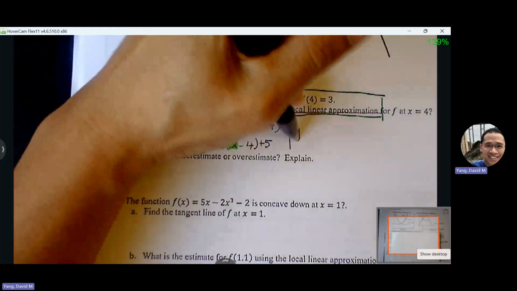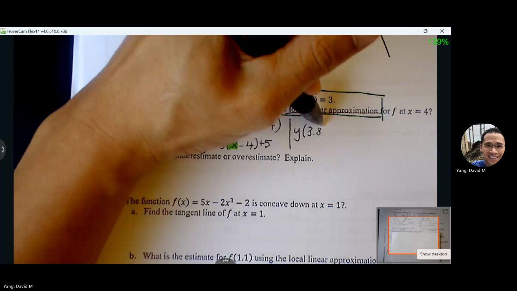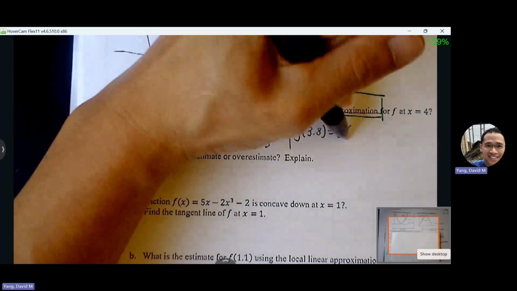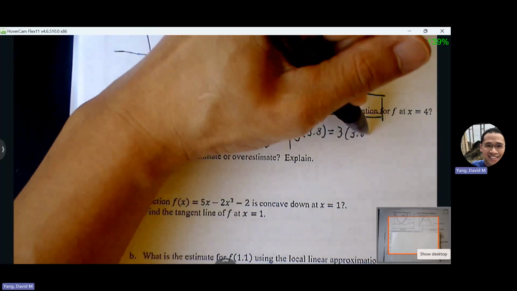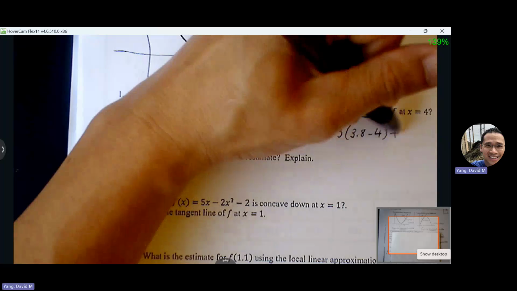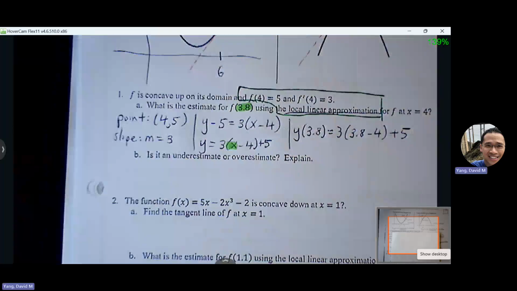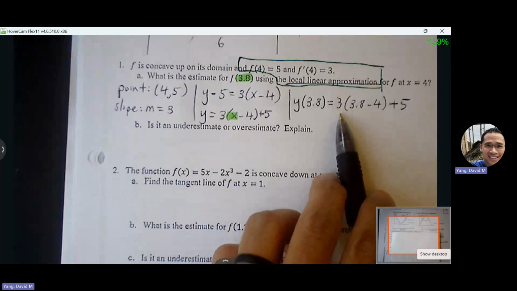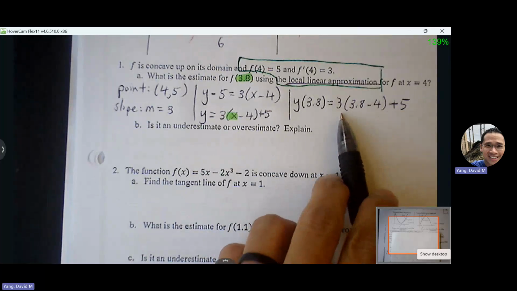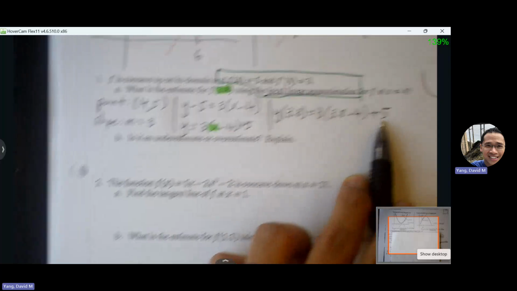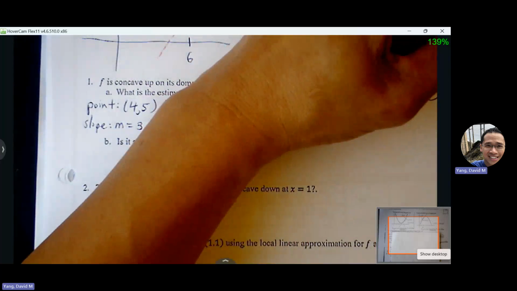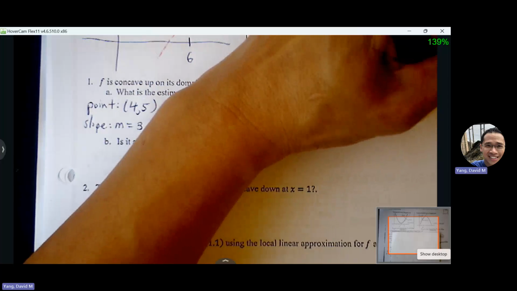So we have y of 3.8 is equal to 3 times 3.8 minus 4 plus 5. Okay, now this unit you'll get to use a calculator. But if it was a non-calculator section, you can just leave your answer in this form. You don't have to do all the math of adding and multiplying fractions. But this ends up giving us 4.4.